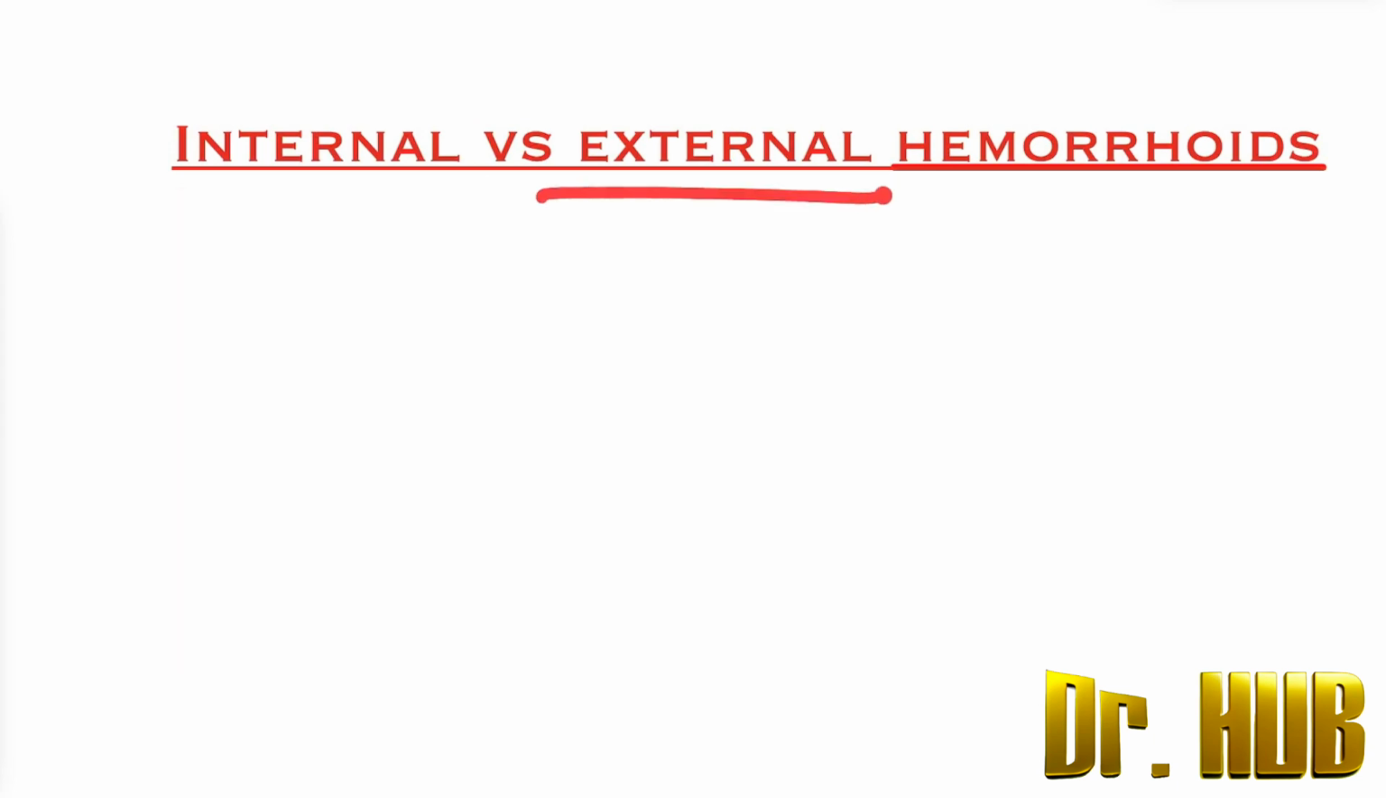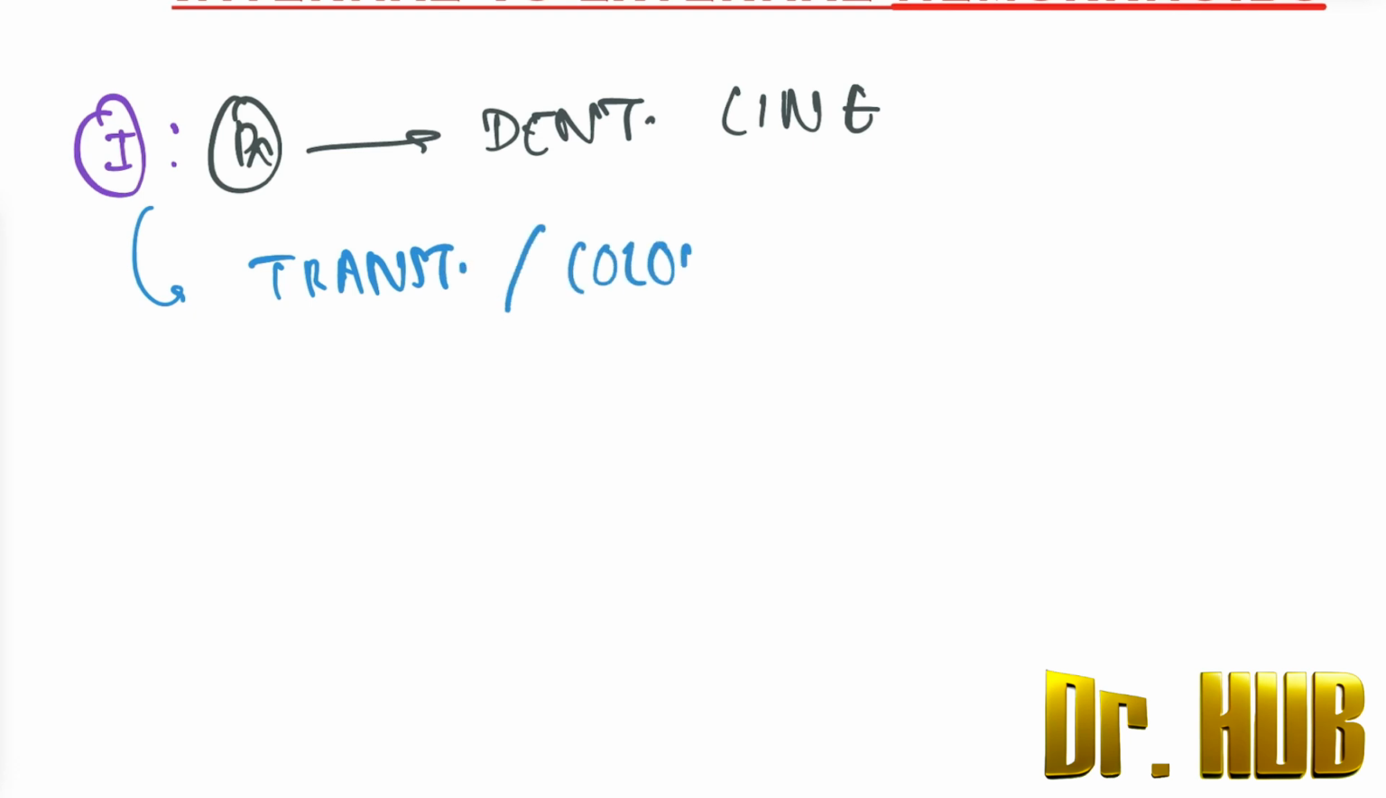Internal versus the external hemorrhoids. So first let's look at the internal hemorrhoids. In terms of the internal hemorrhoids, it is located proximal to the dentate line. And the next point is, it is covered by the transitional as well as the columnar epithelium.